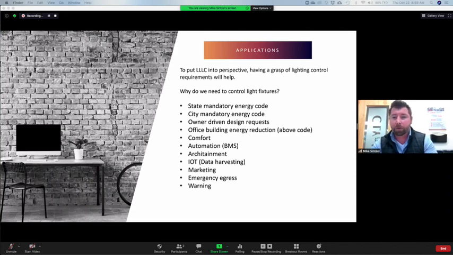On the screen, you see why we actually need lighting control in fixtures. You can go over mandatory energy code, city code, design requests, energy reduction codes, comfort, automation, architainment, IoT, marketing, egress, emergency egress, and FAA warnings, lights on the top of high rises.